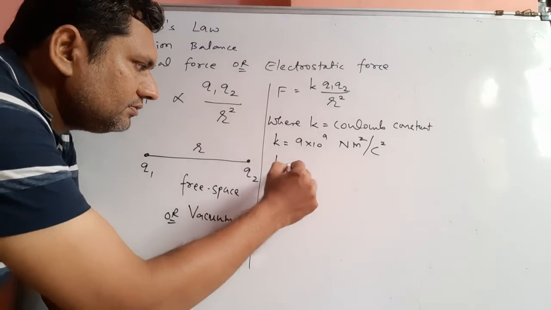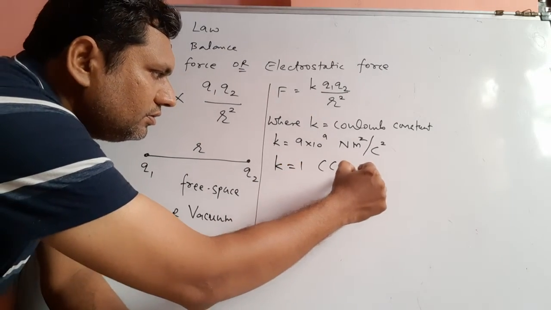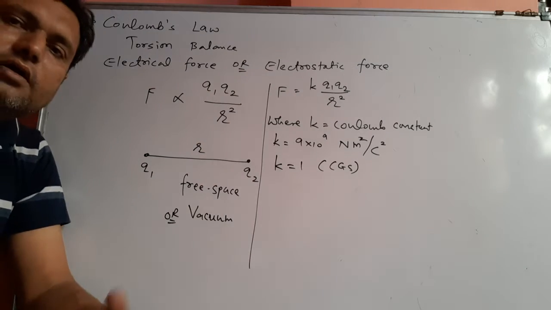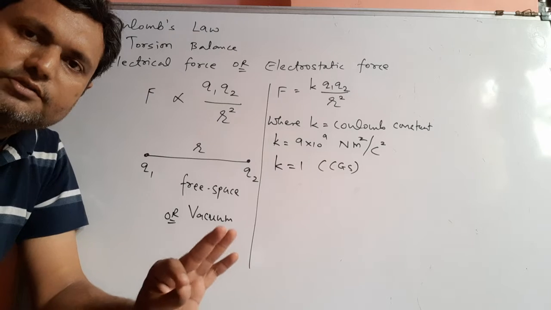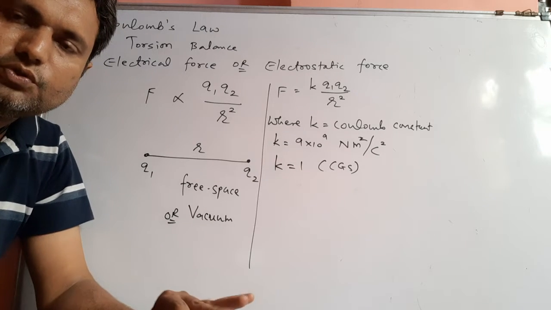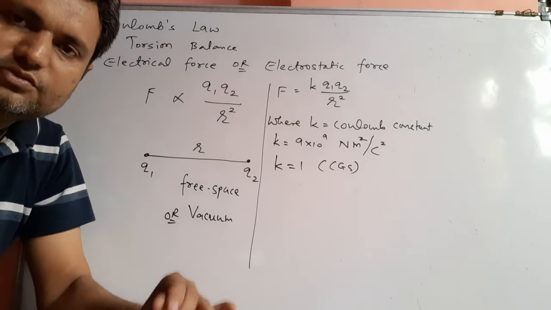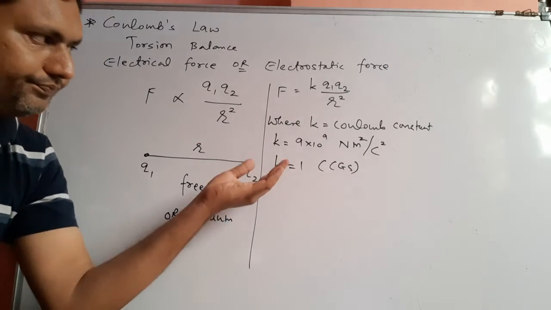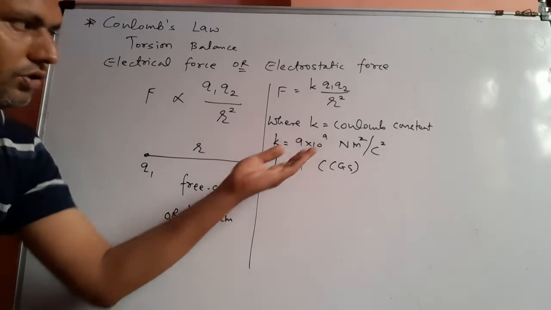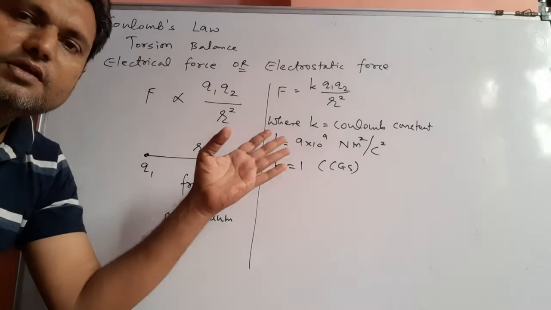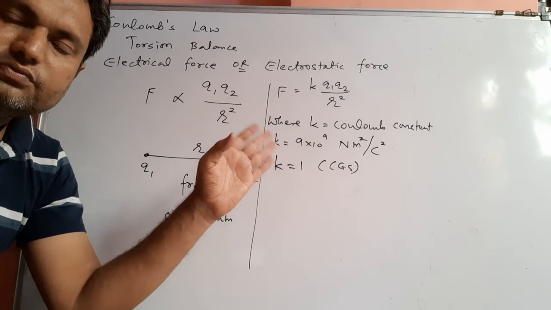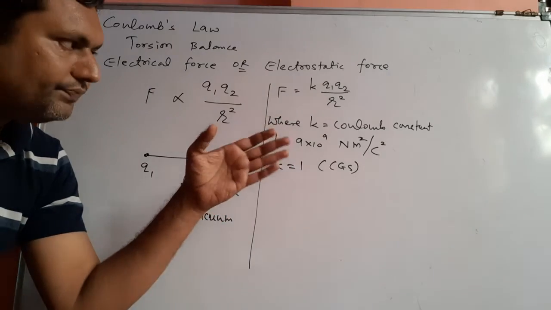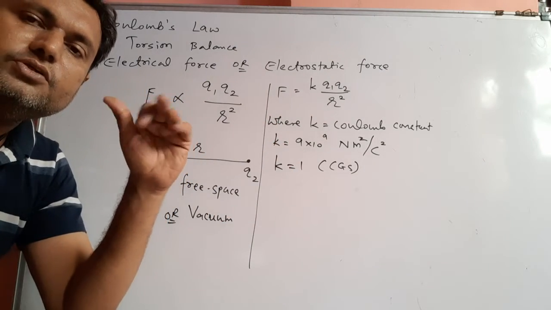In CGS its value is 1, because it is simple: the CGS unit of charge is the stat coulomb or electrostatic unit, ESU. We generally use this unit. And if we take the relation, Newton is the SI unit of force, meter is the SI unit of length, and Coulomb is the SI unit of charge.